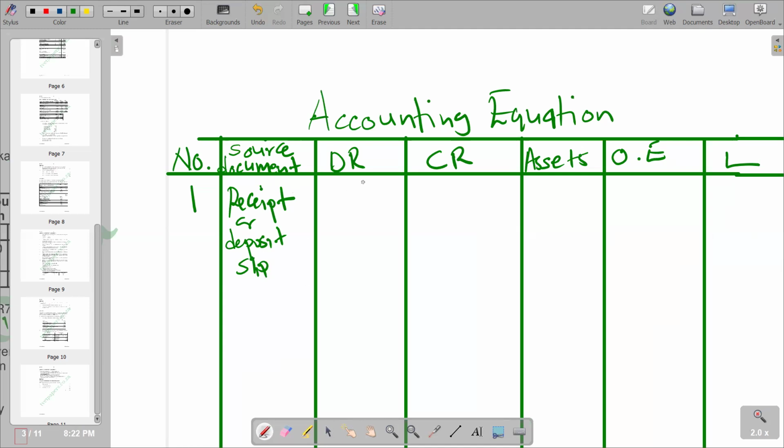Then which account is going to be debited? And we saw that the bank is being debited. As we are saying, the bank is receiving the money, and we credit capital. And then the effect on the accounting equation with assets, owner's equity, and liabilities: we are debiting bank, and bank is an asset. And you know that for all asset accounts, when we debit, it's a plus. When we credit, it's a negative. So we are debiting, so it's a plus 150,000, which is the capital contribution.